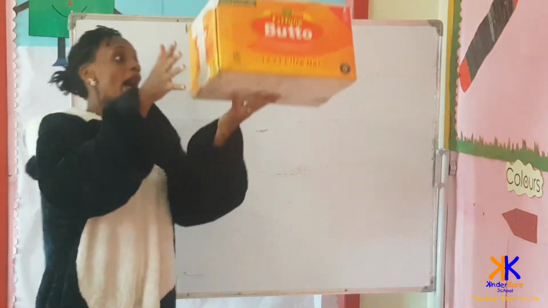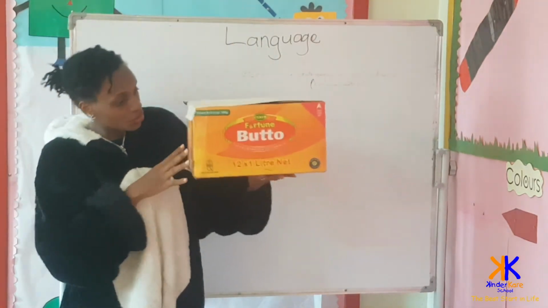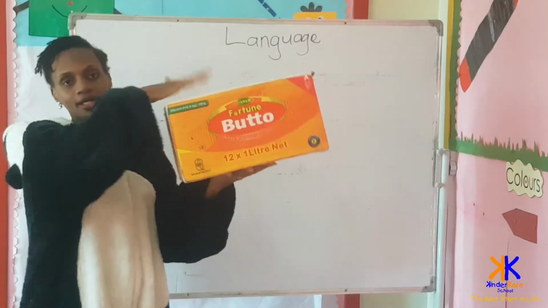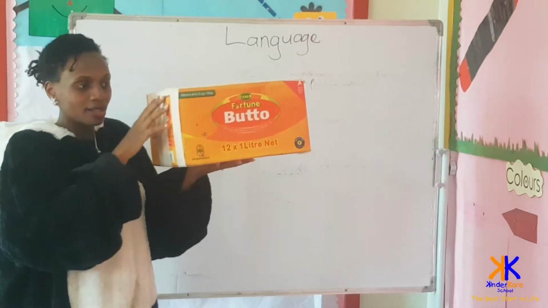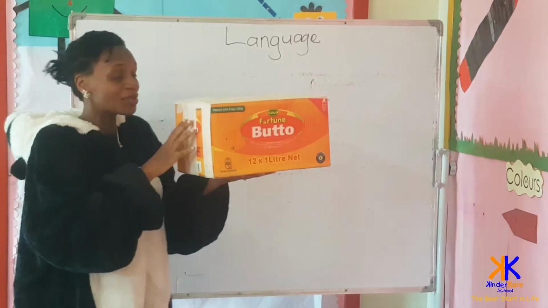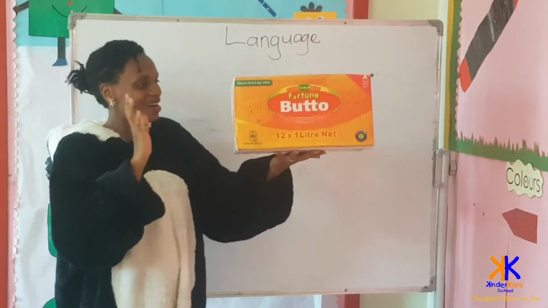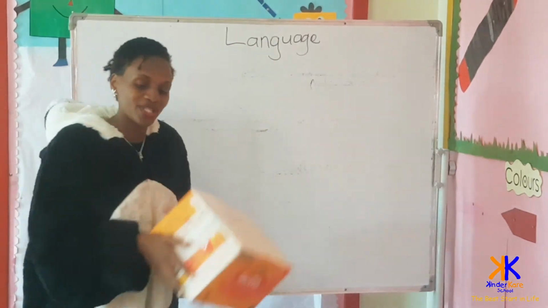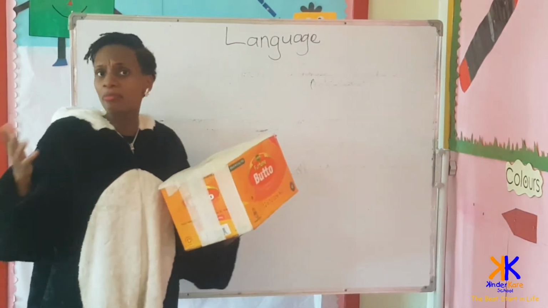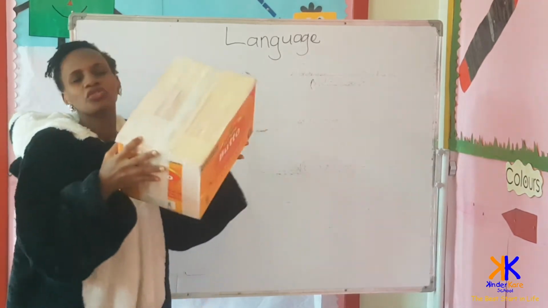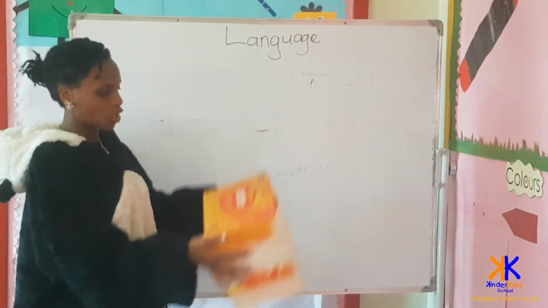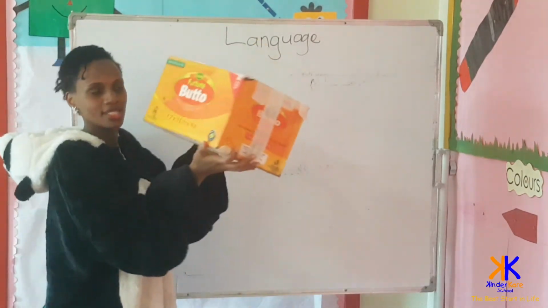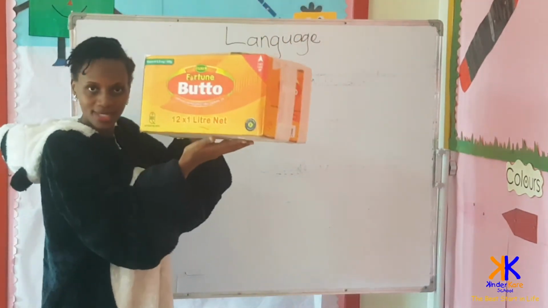Oh my God, it's so heavy. It is so huge. What do you say, children? What is this? Can you hear the sound? It's a what? You're right, it's a box. Can you say box? Box. Do you have boxes at home? What do you put in our boxes? A lot of things come in our boxes. Our clothes, biscuits, a lot. They pack a lot of things in our boxes.